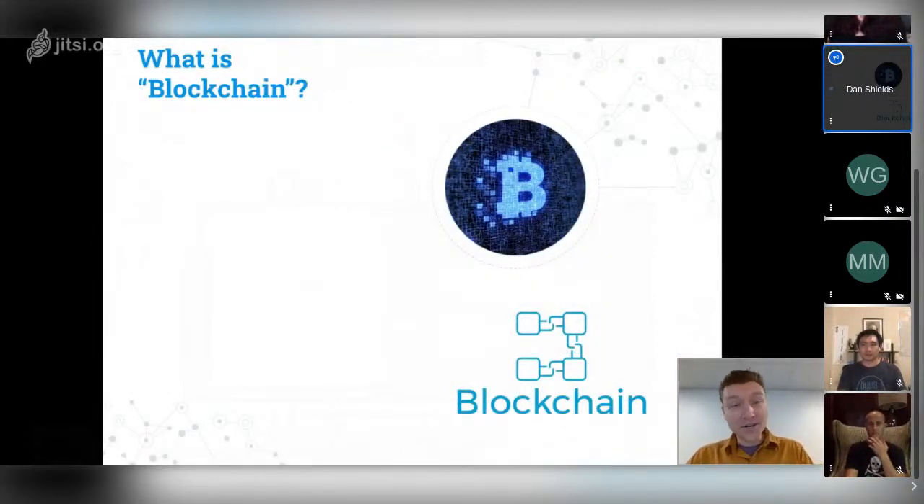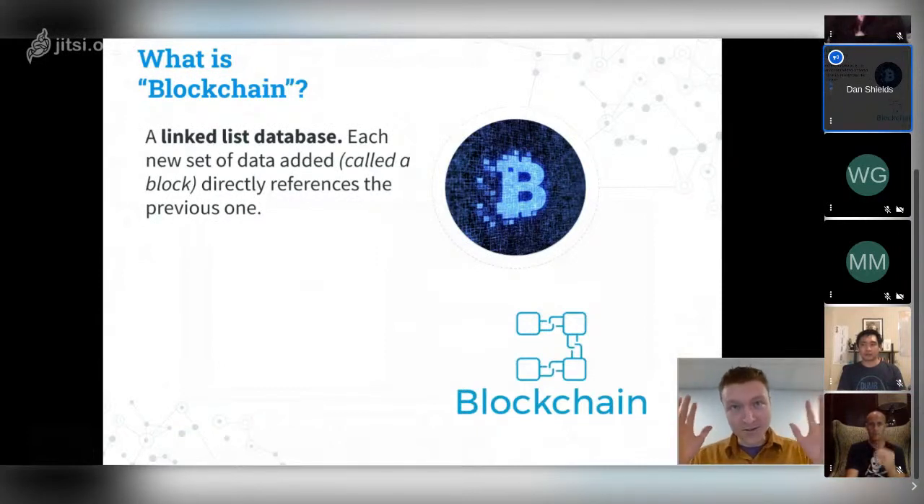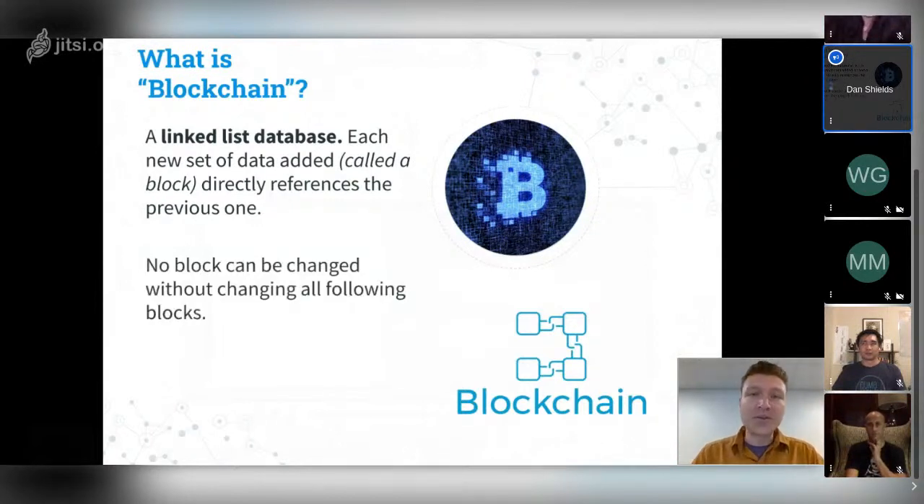So what is blockchain? In very technical, computer science speak, it is a linked list database where each set of data, which we call a block, is directly referenced to the last one. Hence it's a blockchain. You've got a chain of data that links all the way back in its history. What makes it unique compared to other data structures is that you cannot change any piece of this without changing all of the following blocks. So if I go back in history and try to change something, I have to change everything.